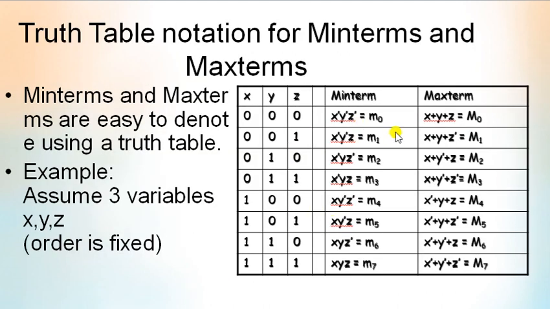This is the truth table for minterms and max terms for 0 to 7, 3-bit numbers. A minterm is represented by a small letter m: m0, m1, m2, etc., up to m7. The max term is represented by a capital letter M: M0, capital M1, capital M2, capital M3, and like this.